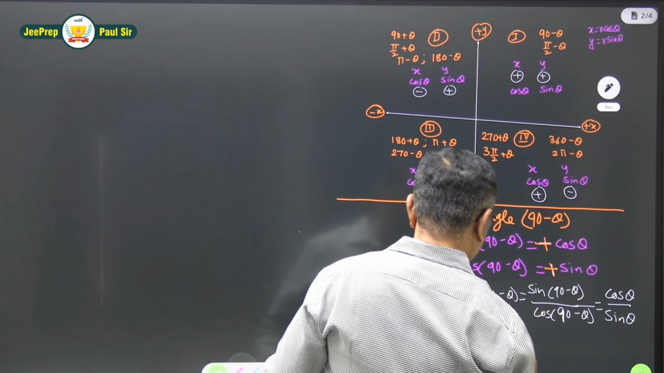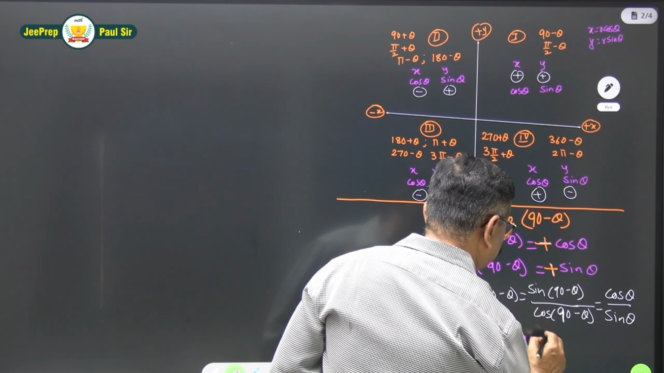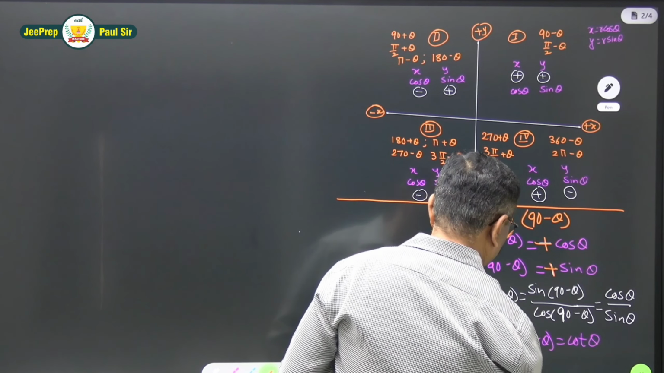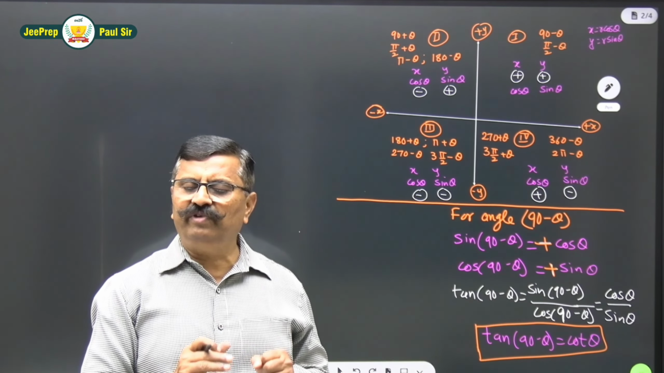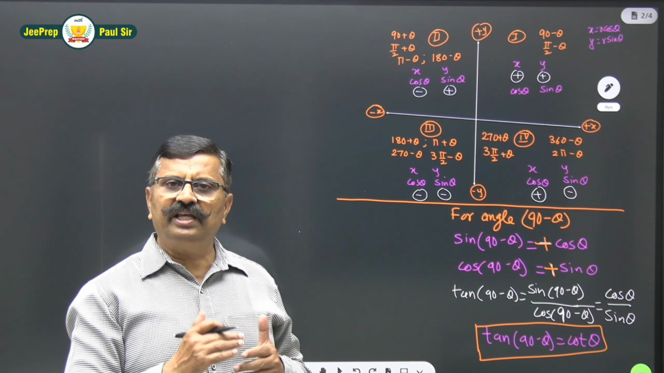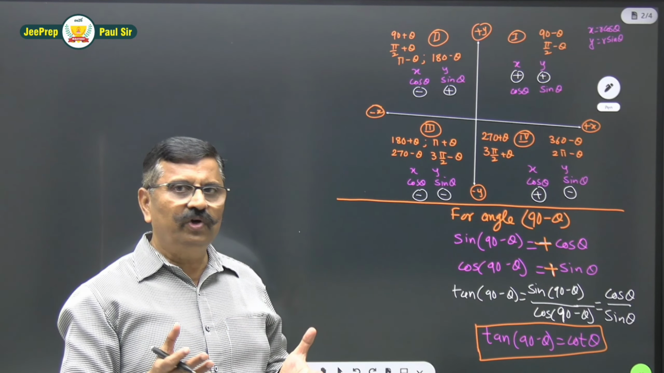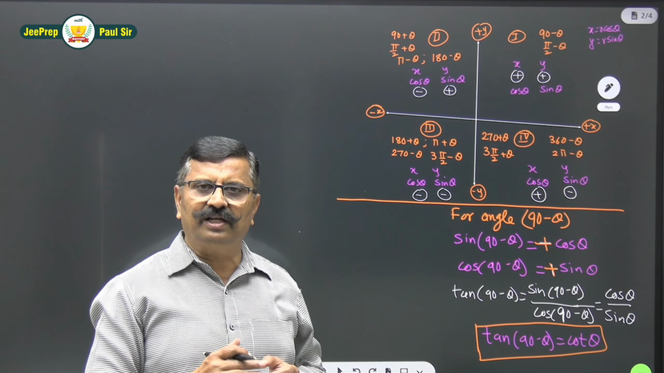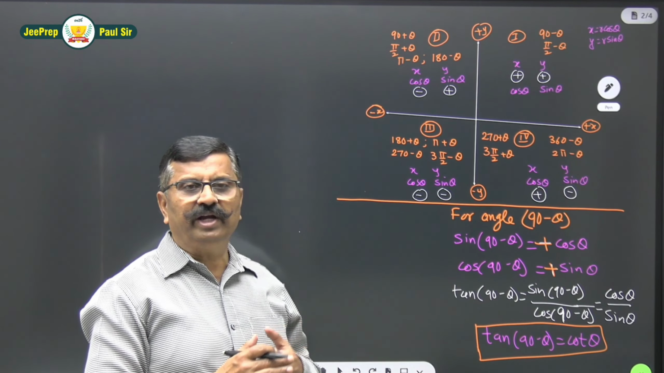Therefore, tan 90 minus theta is equal to cot theta. So therefore, the answer is tan 90 minus theta is cot theta. Same way, cosec 90 minus theta is sec theta and sec 90 minus theta is cosec theta. So, as I told you earlier, once you know sine 90 minus theta and cos 90 minus theta, it is easier to find out the other trigonometric functions of 90 minus theta.